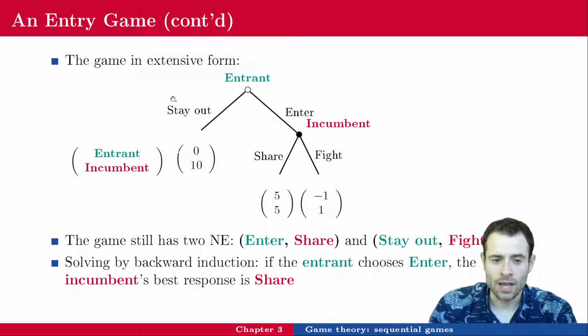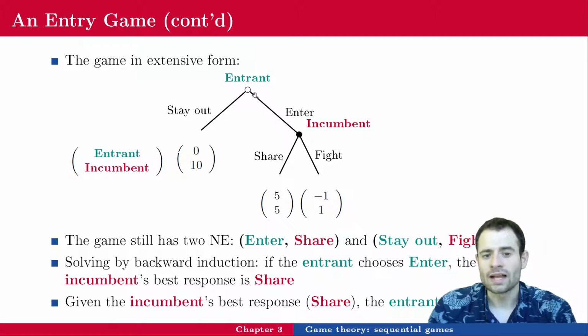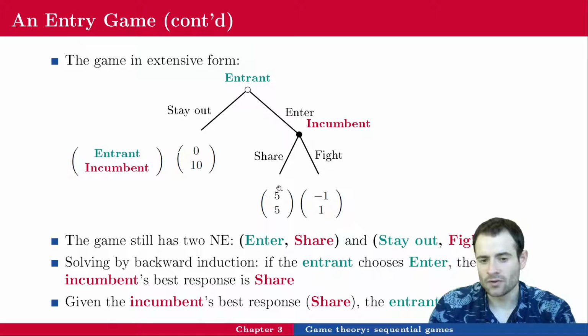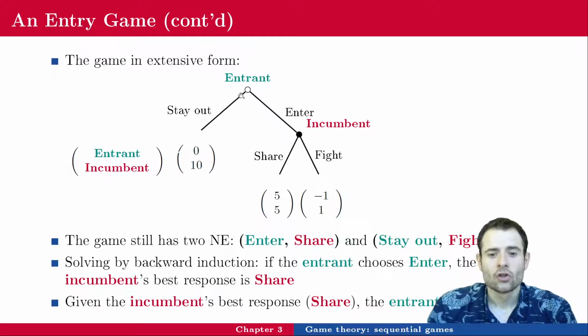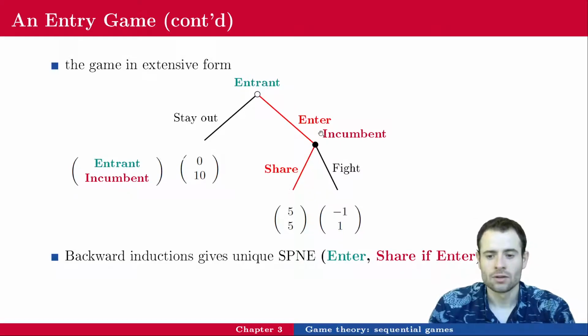In the bigger subgame, given that if the entrant enters, he's going to end up here with a payoff of 5. He has to choose between entering and then sharing to get a payoff of 5, or staying out to get a payoff of 0. The entrant is going to get in. So, the subgame perfect Nash equilibrium will be enter for the entrant and share if enter by the incumbent.